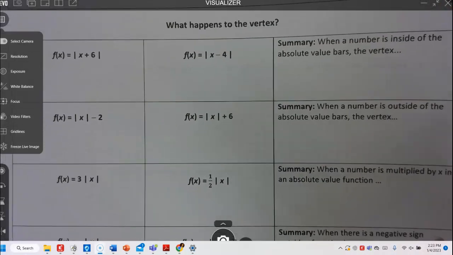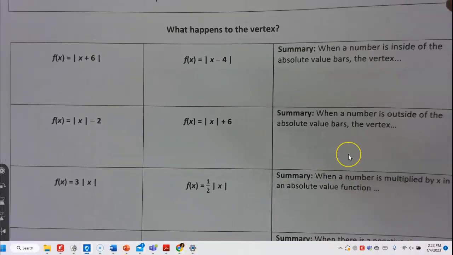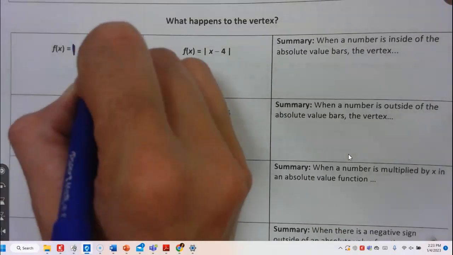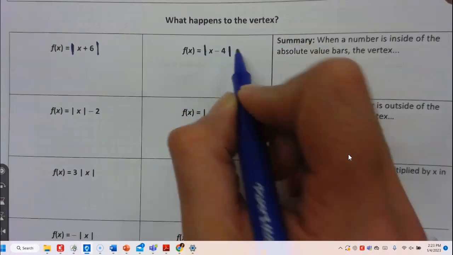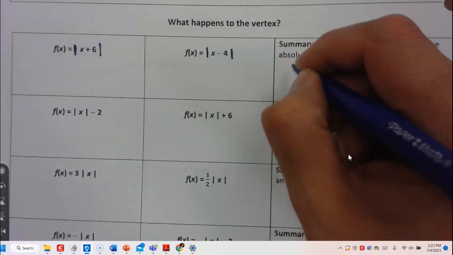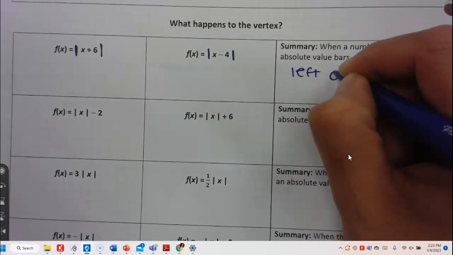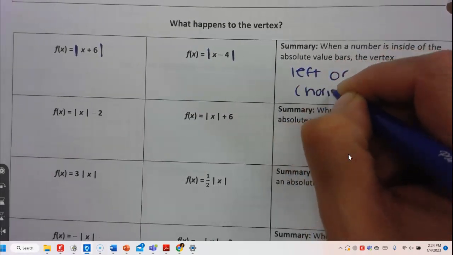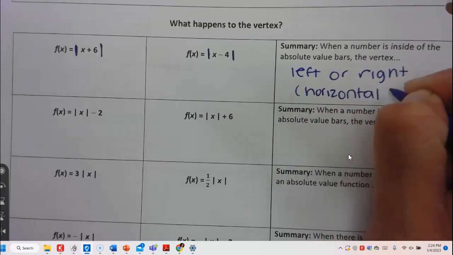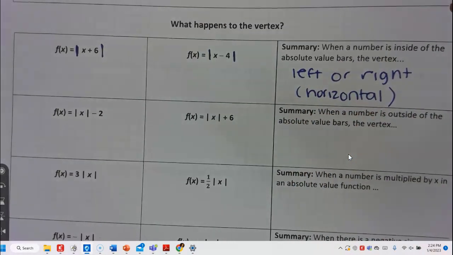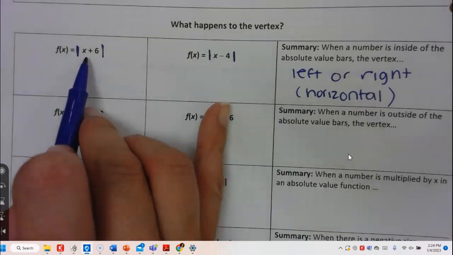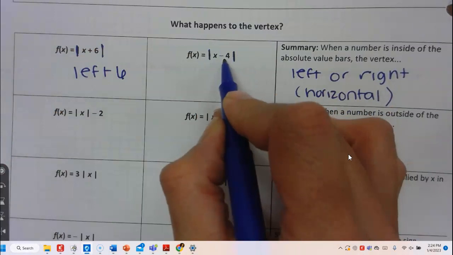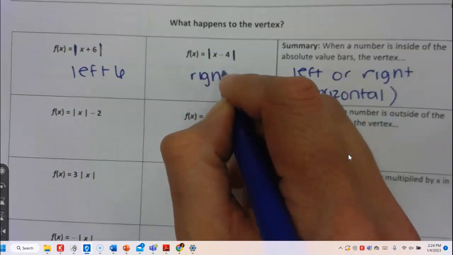Okay, so just one last summary of what happens to the vertex. Movement inside the absolute value is going to move your graph left or right, also known as horizontal movements. It will move it left if it's a positive. It will move it right if it's a negative.